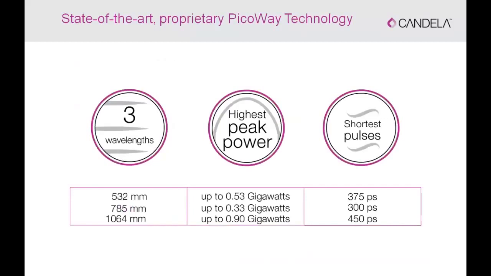So why is the PicoWay a unique picosecond laser? Well, it's unique because to start with, we have three wavelengths, the 532 nanometer, the 1064, and then this unique wavelength, which is the 785 nanometer. This is a titanium sapphire generated wavelength that is particularly good to treat green and blue tattoos, but of course can also now, if you have that wavelength, treat pigmentation too.